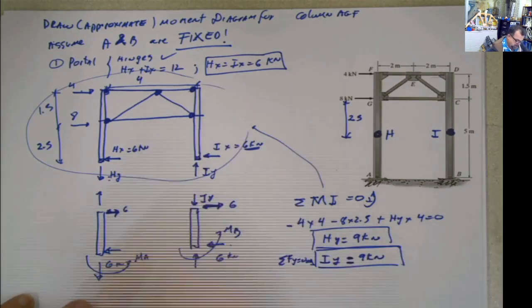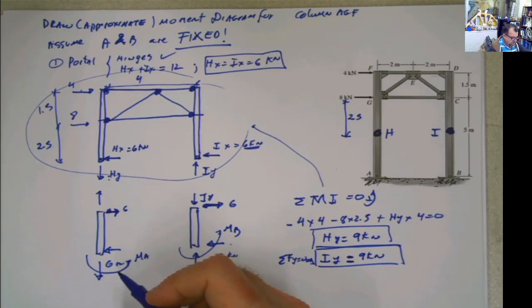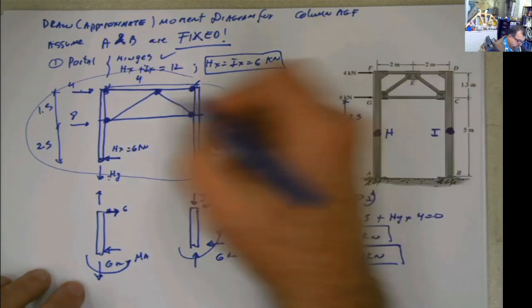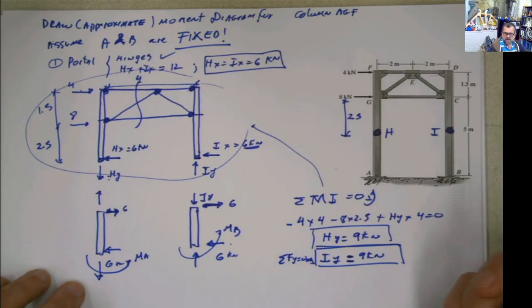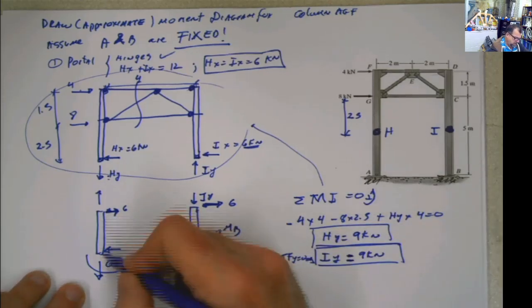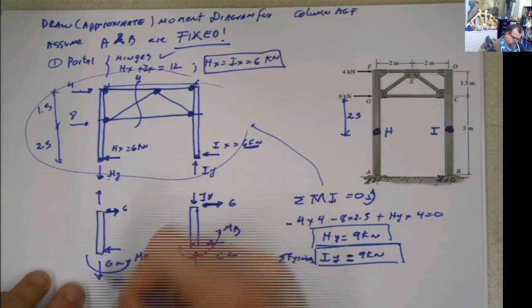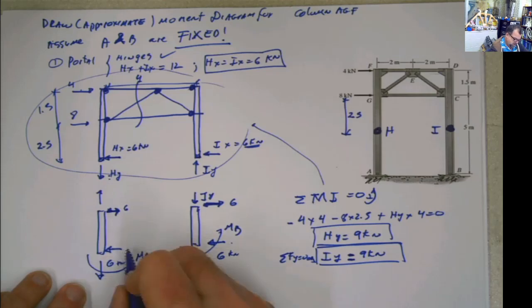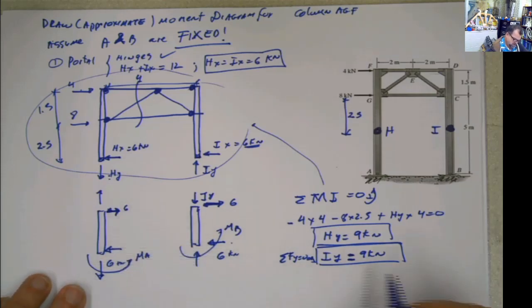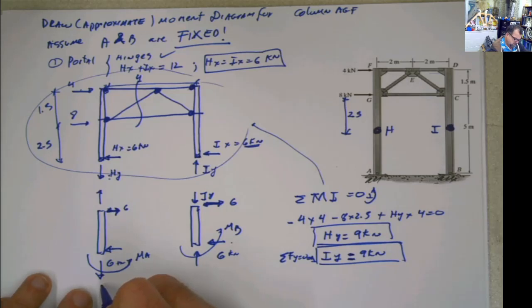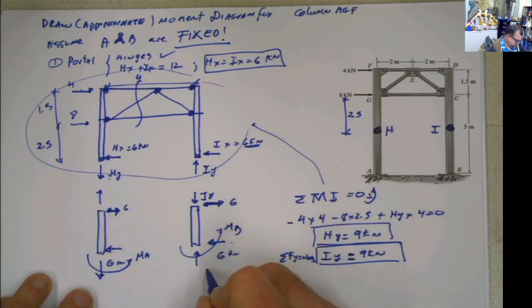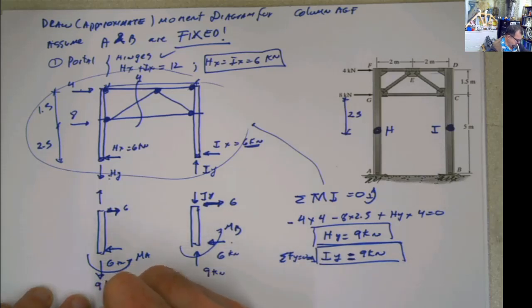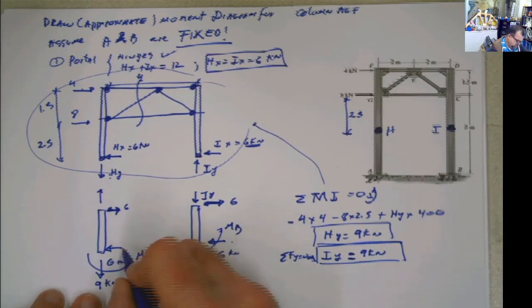Okay, now we have that. We need to calculate the forces the same way that we did before. I'm going to continue down and calculate these forces here. So this is going to be 9 here. Is that correct? Iy is 9. So this is going to be 9 kilonewton. I think so. Yeah, 9 kilonewton. And this is going to be 6 kilonewton.